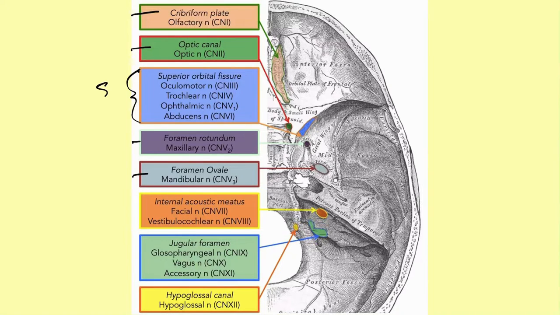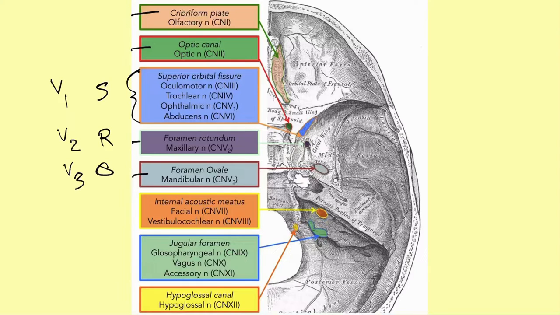And the way I remember this is SRO, standing room only. S is superior orbital fissure. It'll be all of the I nerves, including the ophthalmic nerve, V1, and then R is V2, and O is V3.